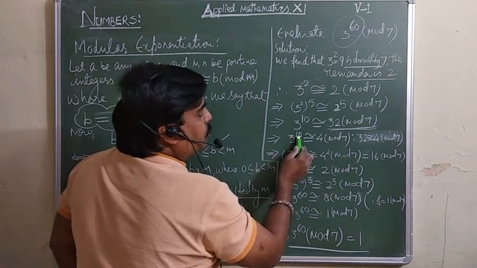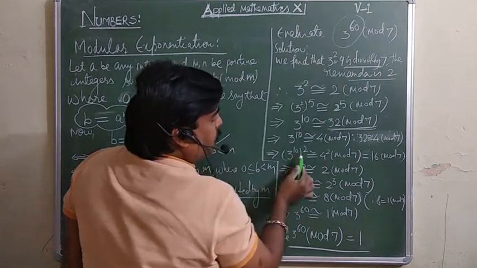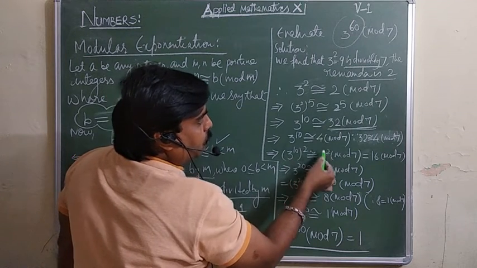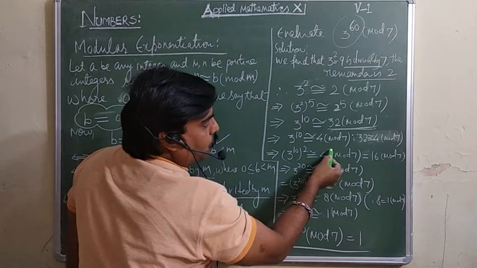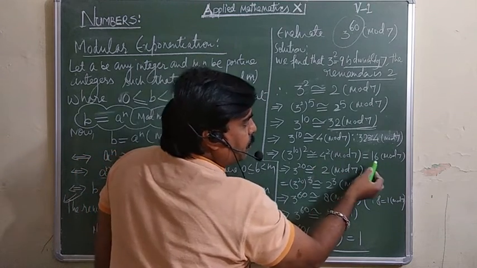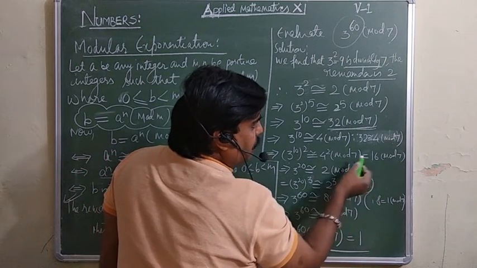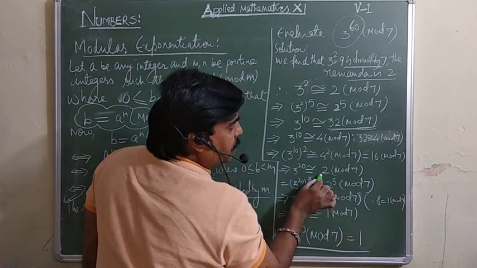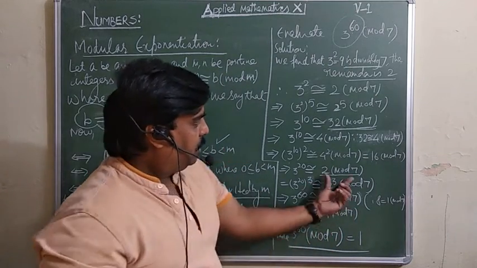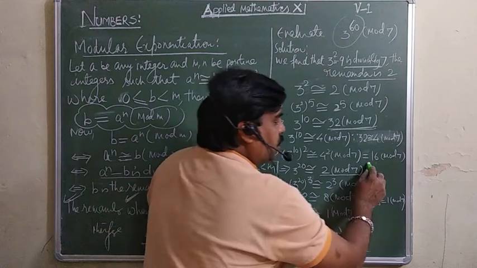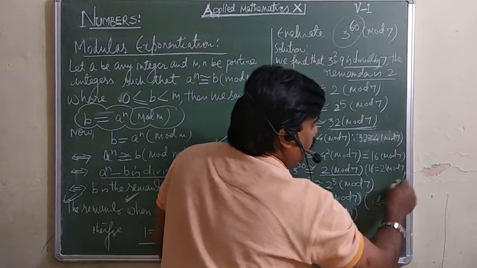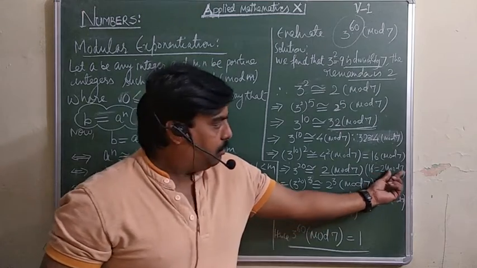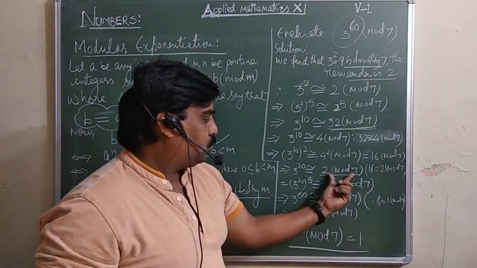So we get 3 raised to power 10, but we need more, so again we square. Squaring gives 3 raised to power 20, and this is 4 squared, which means 16. So 16 can be written as 16 modulo 7, which is 2 modulo 7. We can write 16 is equal to 2 modulo 7, since 16 minus 2, that is 14, is divisible by 7.